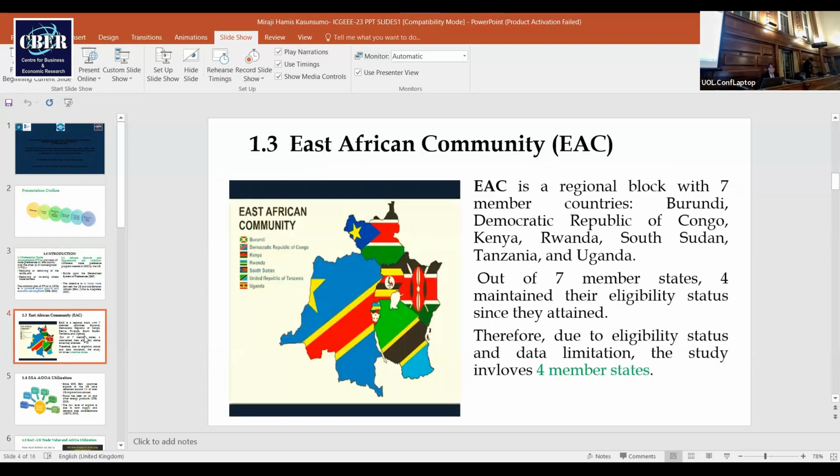Let's look at the East African Community, which is a regional bloc with 7 member countries: Burundi, Democratic Republic of Congo, Kenya, Rwanda, South Sudan, Tanzania, and Uganda. But due to eligibility status and data limitations, my analysis covered only 4 member states.